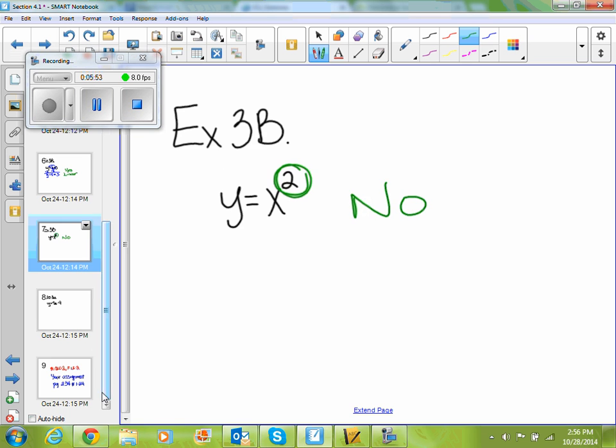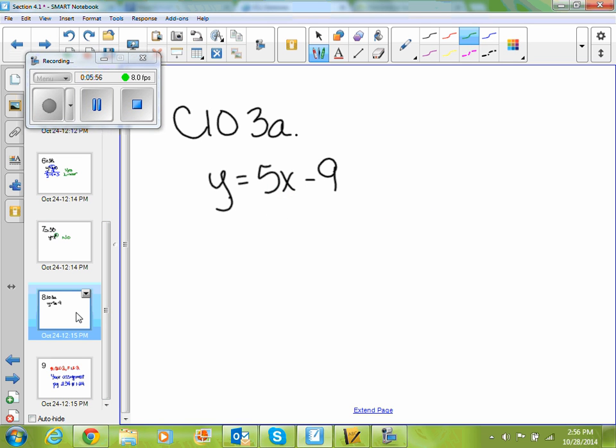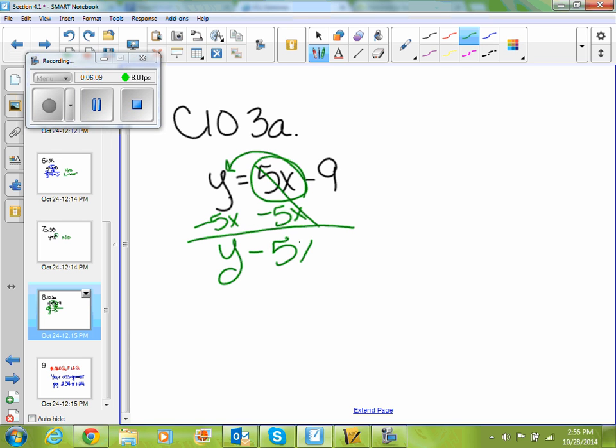So let's do one more. y equals 5x minus 9. I need to get my 5x over, so I'm going to subtract 5x. So y minus 5x equals negative 9. Don't forget this minus. Okay, so is that in standard form? Yes, your y and x are on the same side, so it's in standard form. So is it linear? Yes.